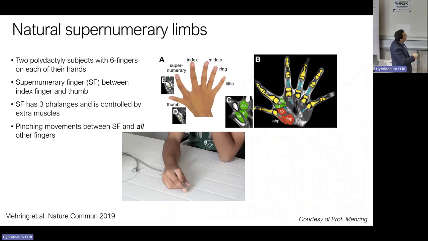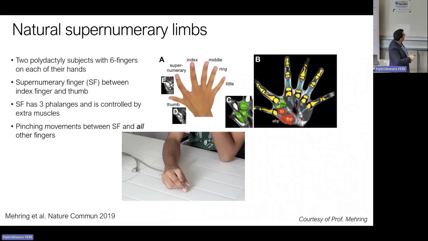Okay, so I say we start from an example that relates to these questions: how is our brain able to do that? And this is a very specific example of a natural augmentation. There are a few people in the world who are born with six fully working fingers. This is polydactyly as a condition.